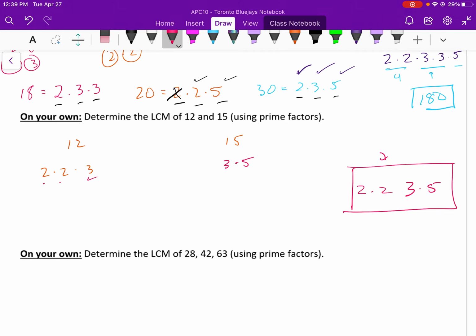And if we do this, what we get is 60. 2 times 2 times 3 times 5 is 60. Could create a list.